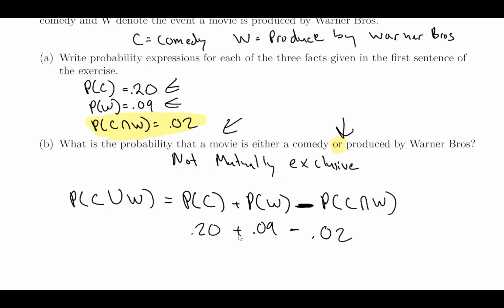All right, so we're going to do 0.20 plus 0.09 minus 0.02. If we do 0.20 plus 0.09, you get 0.29, minus 0.02, you get 0.27. And that's your final answer. So your final answer for this one should be 0.27. So the probability that we get a comedy or a movie produced by Warner Brothers is a 27% chance of that occurring. And that will be it for this first example.